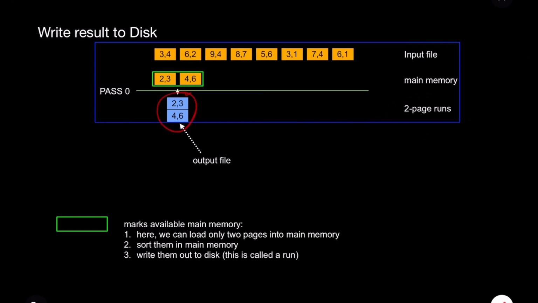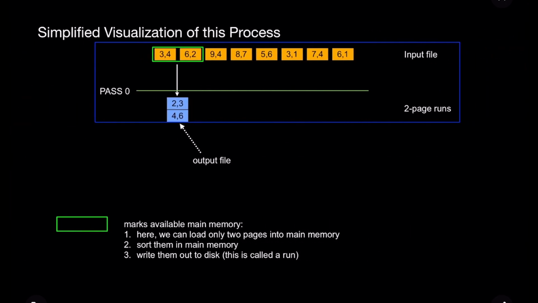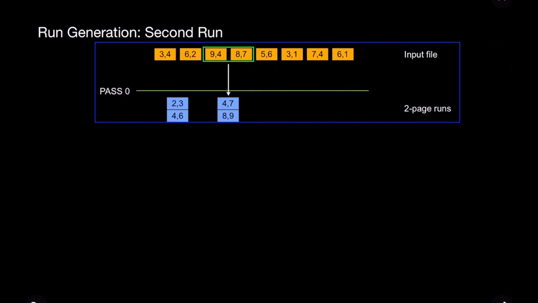Now I have these 2 pages, I just stack them on top of each other with entries 2, 3, 4, 6. Now I continue, I loop over all of the input pages. So basically, now I fill up my main memory with the next 2 pages here, sort them in my memory. It's just a simplified visualization here. Of course, you can't directly stream it to the output. You first load it into main memory, sort it, write it. You get the idea. Yeah?